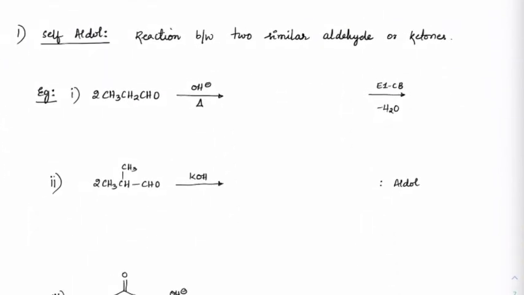Self aldol means we are using similar aldehydes or keto forms. So if you take 2 moles of the same aldehyde and react, what should be the aldol form? In short, without the mechanism, learn how to write it carefully. First I am writing the entire molecule the way it is: CH3, CH2, CH up to that. This C double bond O, I am converting into alcohol. And from this alpha carbon, I am making a connection of the second mole.